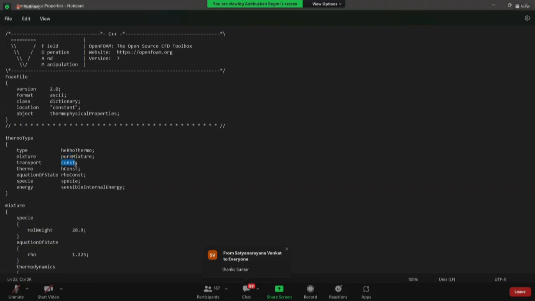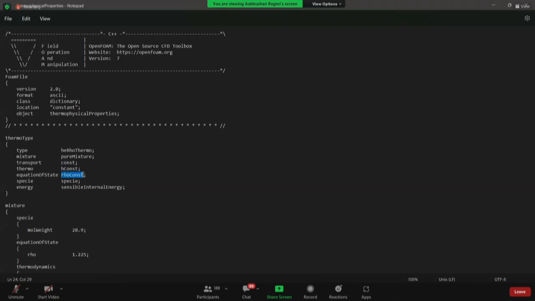And in transport, we are giving constant transport. That means our viscosity and Prandtl number are constant. Like I said, if your viscosity depends on temperature, or if you have a non-Newtonian fluid, then you can just change this parameter. There are different models that are available in OpenFOAM. We can give that over here. And in thermo, we are using hConst. So it assumes that our specific heat is constant and heat of fusion is also constant. And in equation of state, we are giving rhoConst.